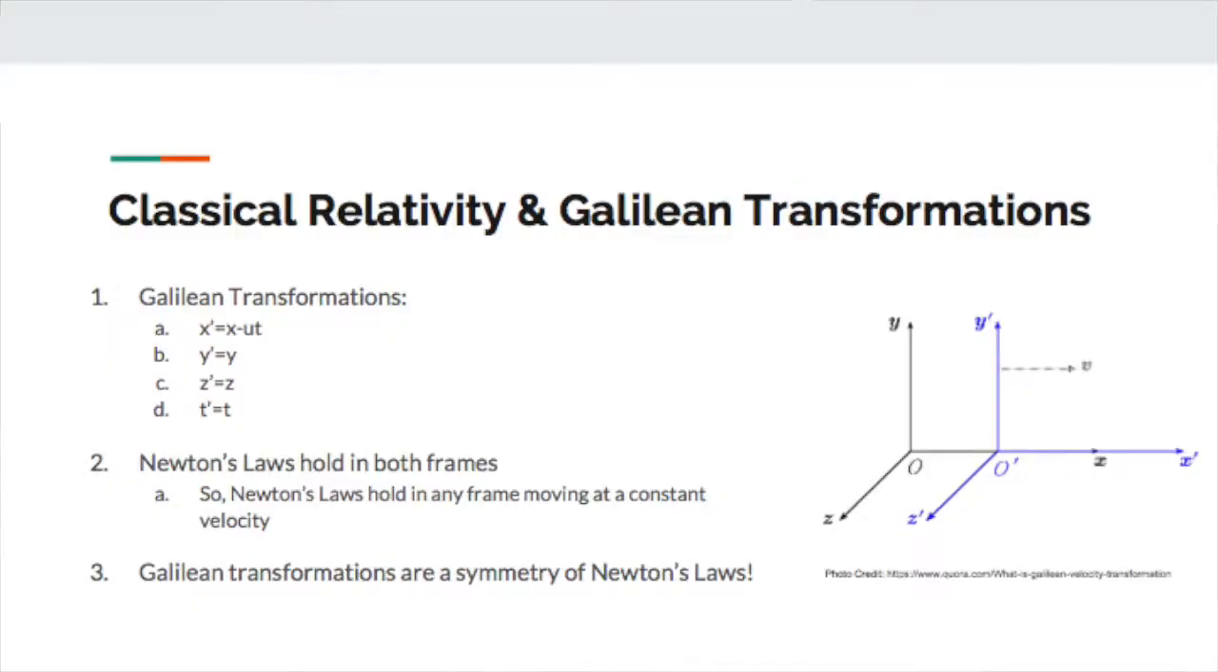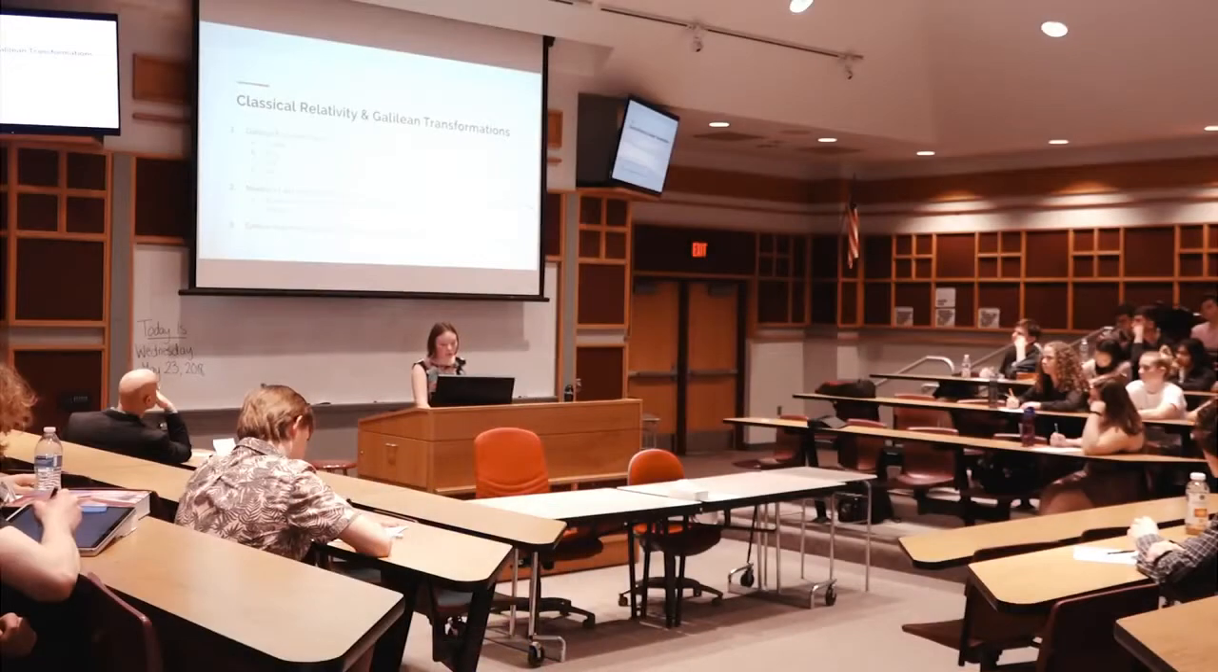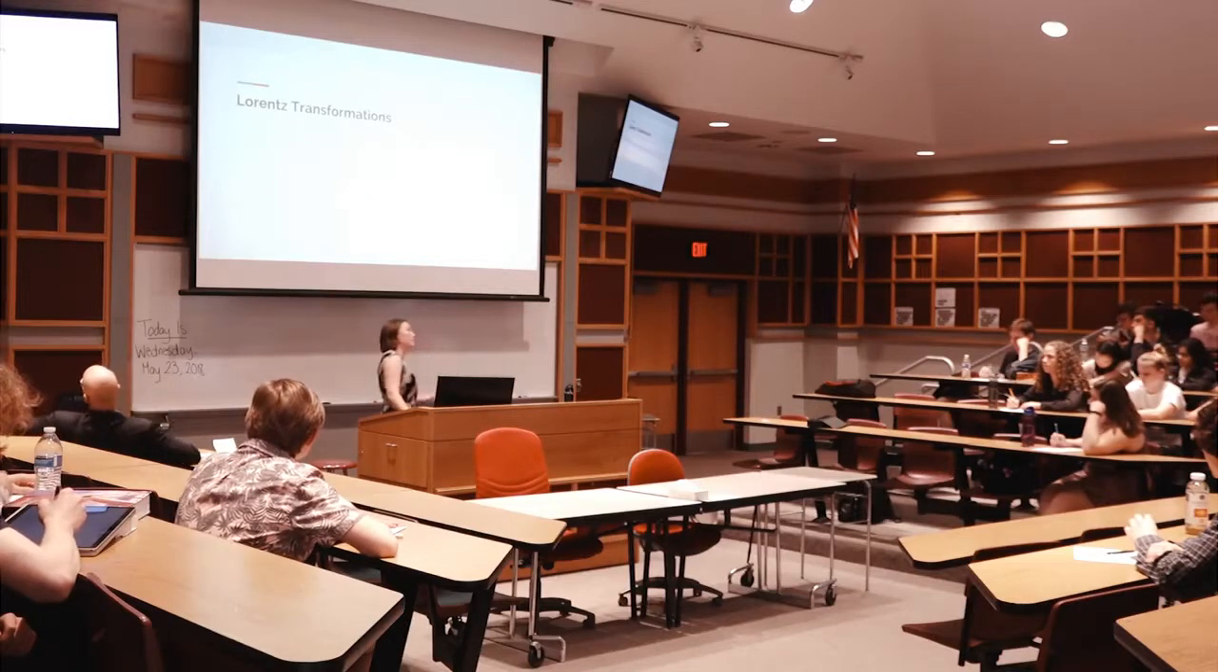A symmetry is basically a set of transformations that, when you apply them onto something, like in this case Newton's laws, you just get that something back. You get the same laws back. So if you apply Galilean transformations onto Newton's laws, you basically get the same thing back. Things are constant, essentially. So now we have a symmetry for Newton's laws.